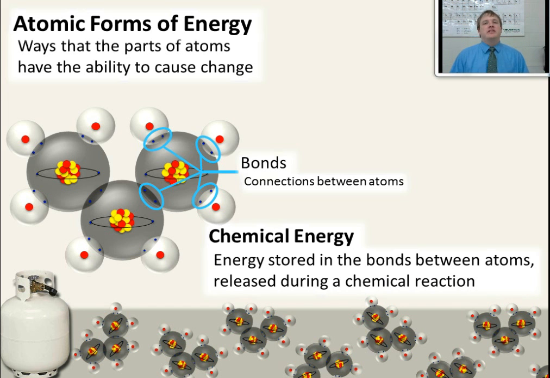Chemical energy is energy that's stored in the bonds of atoms that can be released by a chemical reaction. Think about if we were to burn this propane. Would that release energy and cause a whole bunch of changes? Absolutely. So energy can be stored in the bonds between atoms.